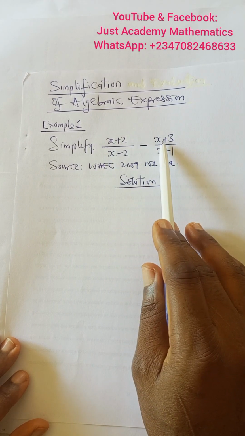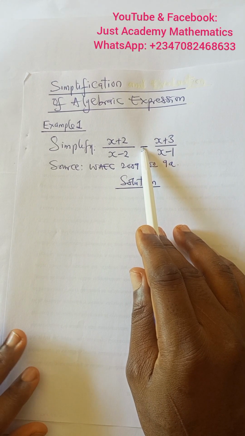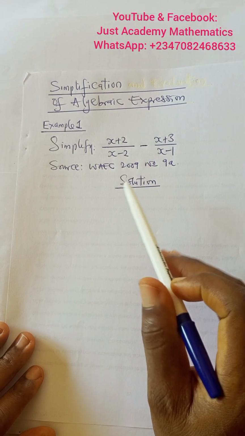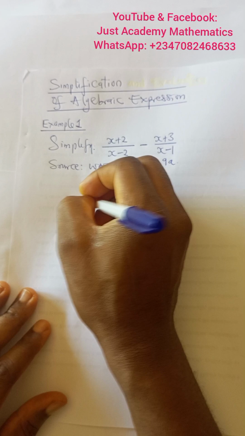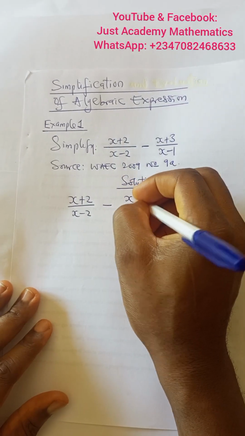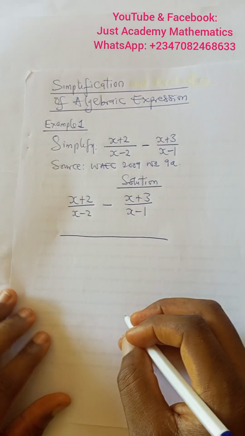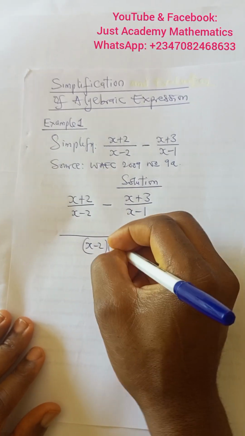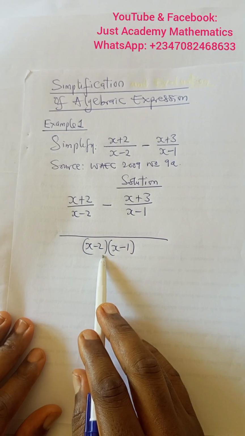When you have two fractions being combined with a minus sign, the operation is subtraction. What do you do? You have to find the LCM. So the same thing is applicable here. So we have x plus 2 over x minus 2 minus x plus 3 over x minus 1. And what is the common denominator? What is the LCM? The LCM is x minus 2 times x minus 1, because they have nothing in common, so the LCM is the multiplication of both.